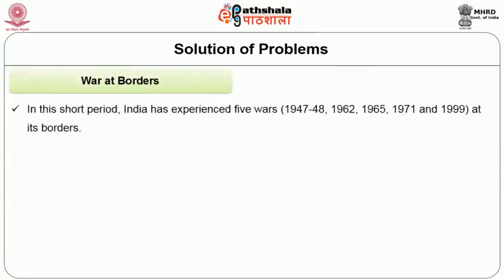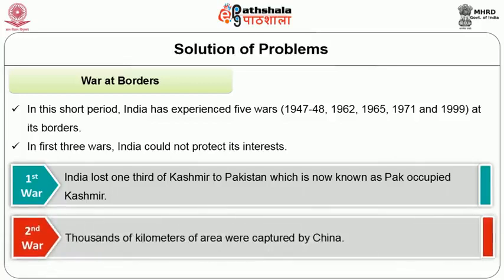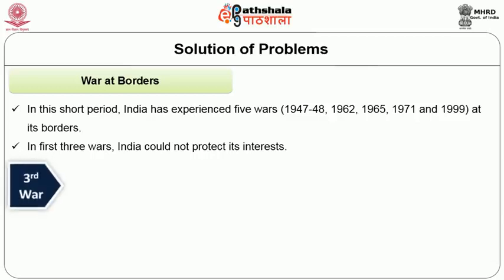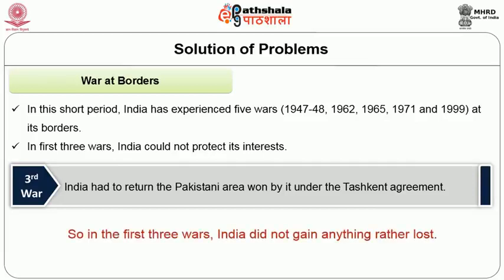War at borders. In this short period, India has experienced 5 wars: 1947-48, 1962, 1965, 1971, and 1999 at its borders. In first 3 wars, India could not protect its interests. In the first war, India lost 1/3 of Kashmir to Pakistan, which is now known as Pak-occupied Kashmir. In the second war, thousands of kilometers of area was captured by China. In the third war, India had to return the Pakistani area won under the Tashkent Agreement. So in the first 3 wars, India did not gain anything, rather lost.